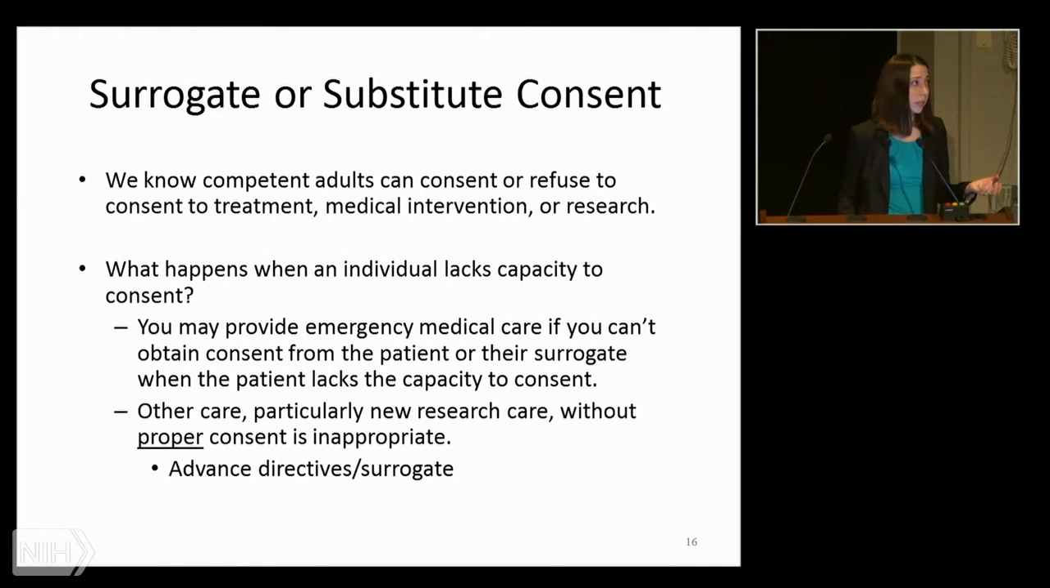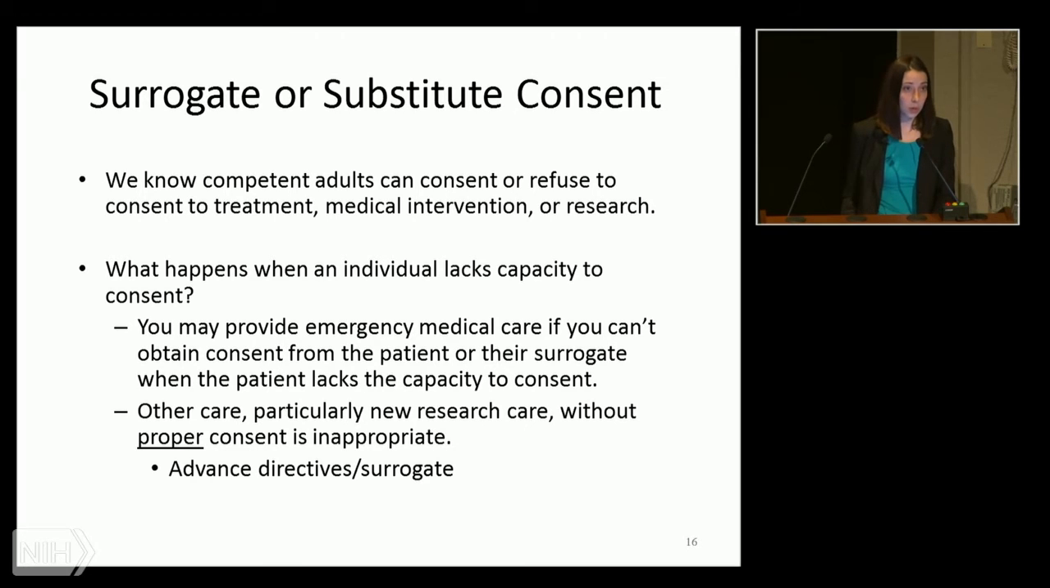So now let's continue to discuss this concept of legally authorized representatives and why it's necessary and useful. So like I said, competent adults, we assume when somebody turns 18 that they will be able to make their own legal decisions. If somebody's a competent adult, they can consent to participation in research or clinical care or refuse. If somebody lacks, as an adult, capacity to consent, you can provide emergency clinical care. If you're a clinician, you can provide emergency clinical care if you can't obtain consent either from the patient or the surrogate. However, research is another story.